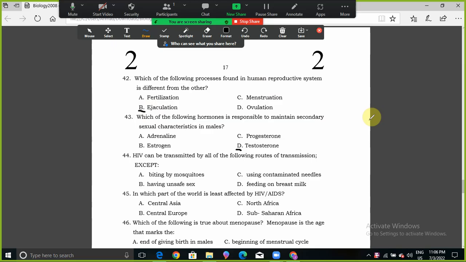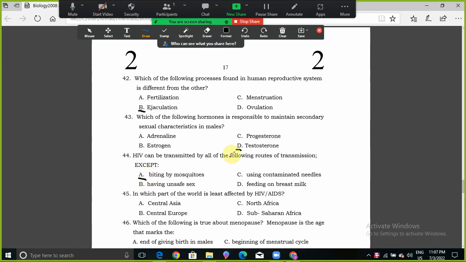Now question number 44. HIV can be transmitted by all of the following routes of transmission except what? Biting by mosquitoes, having unsafe sex, using contaminated needles, or breast milk feeding. The answer is biting by mosquitoes. HIV cannot be transmitted by this route. So for question 44, it is A.